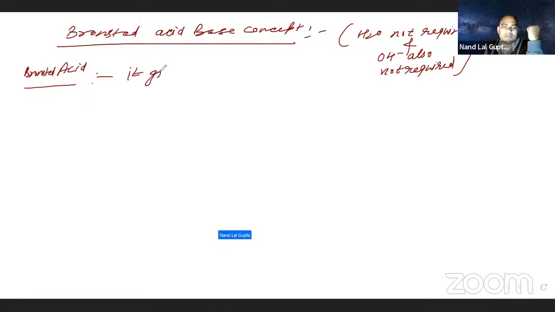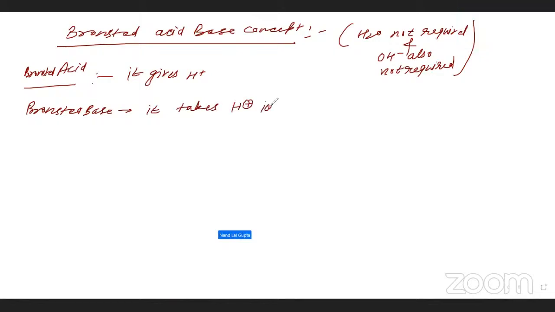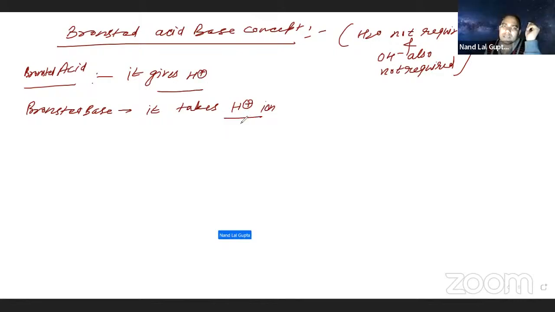It gives H plus ion, that much only. Bronsted base takes H plus ion. So if anything is giving H plus ion, that is acid. If taking H plus ion, that is base.